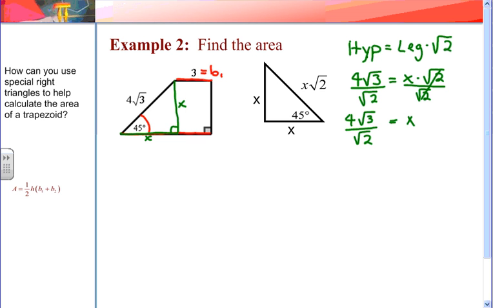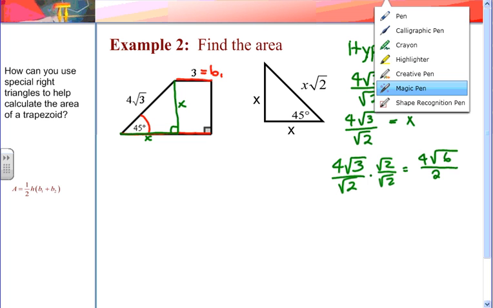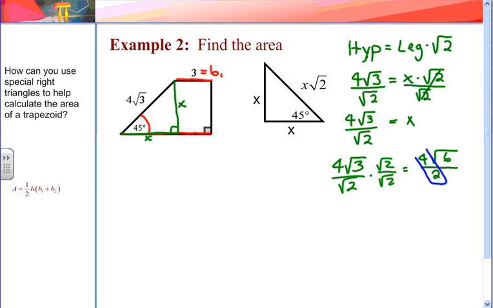Now, I usually don't like to leave my answer like that, so we're going to rationalize that. Root 2 is the root on the bottom, so I'm going to multiply by root 2 over root 2. On the top we have 4 times the square root of 3 times 2, which is 6. On the bottom, root 2 times root 2 is the square root of 4, but the square root of 4 is 2. And now notice we can reduce 4 divided by 2 is 2, so this becomes 2 root 6. So let's go ahead and fill that in on my picture.